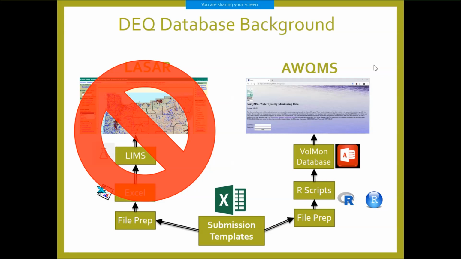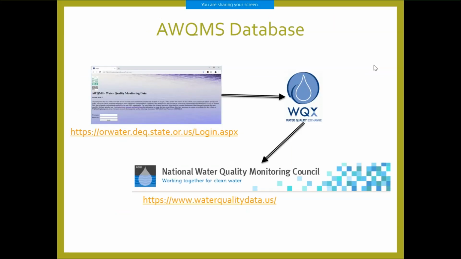Depending on whether it's grab data or continuous data, we handle them a little bit differently, but in both instances the data ends up migrating to the AWOMS database, and the AWOMS database serves as the repository for the reviewed data. Part of the reason that we chose the AWOMS database is that it does feed into Storet and into the Water Quality Portal, where you can view data from NWIS, the USGS data, and all of the Storet data and a couple of other data sources all in one location.